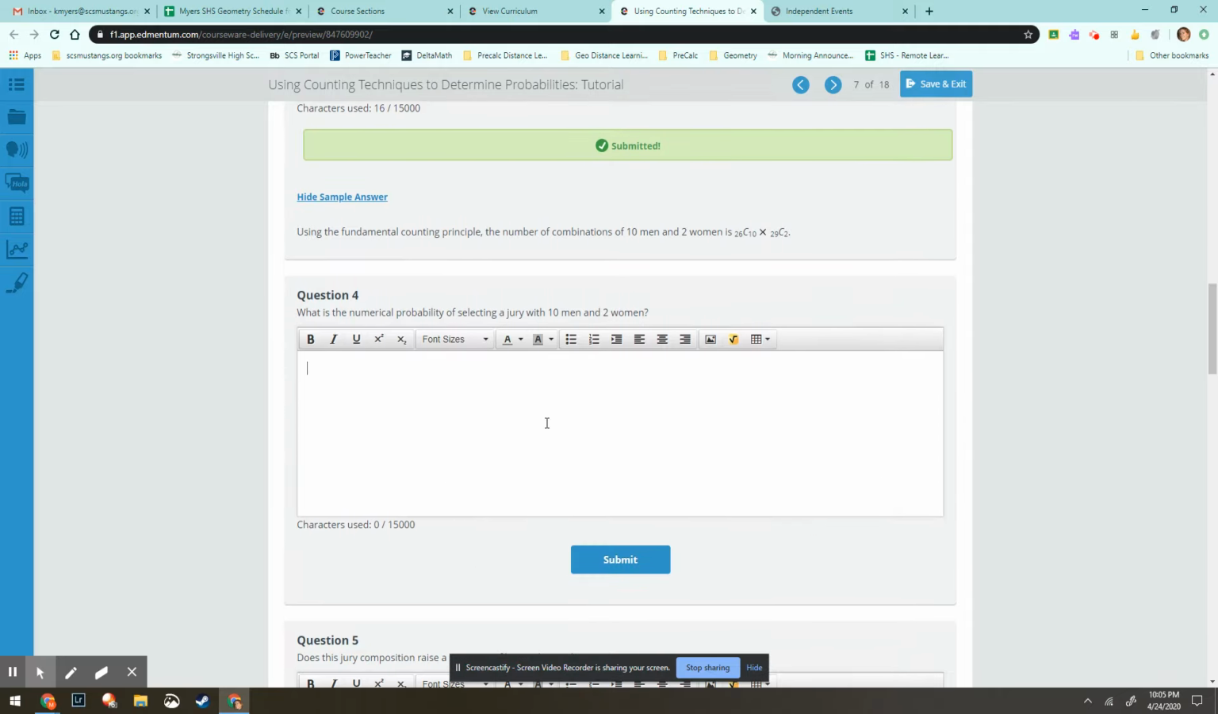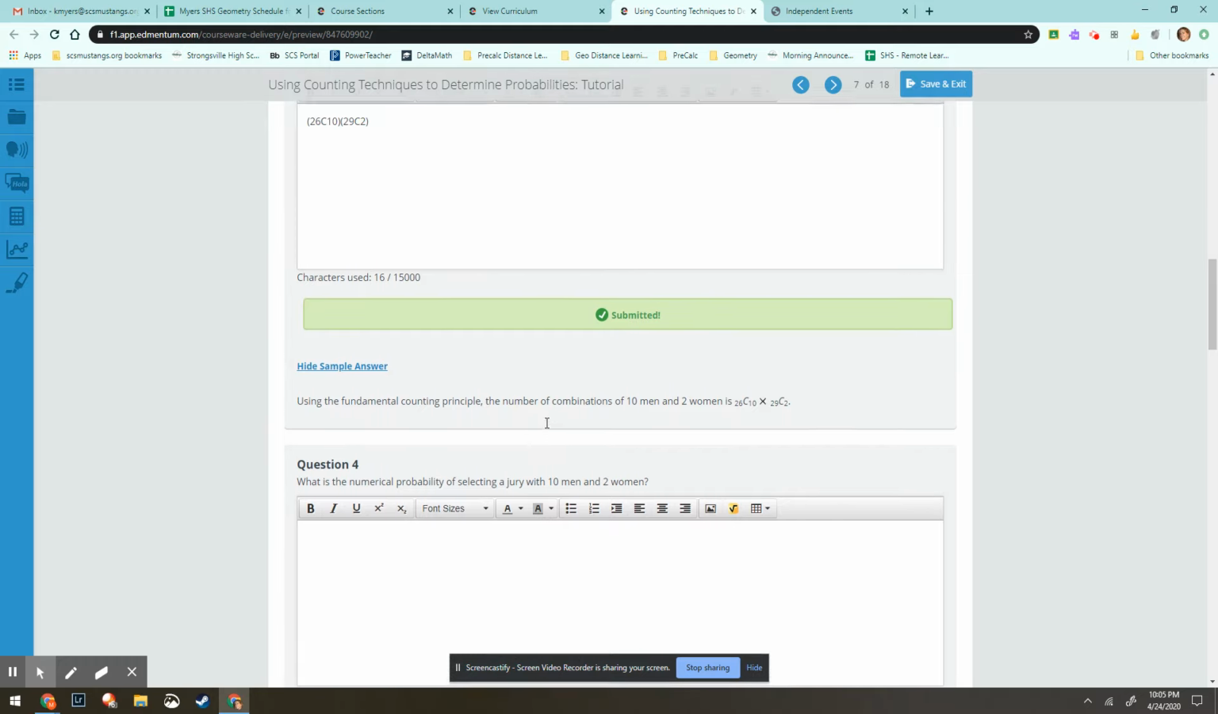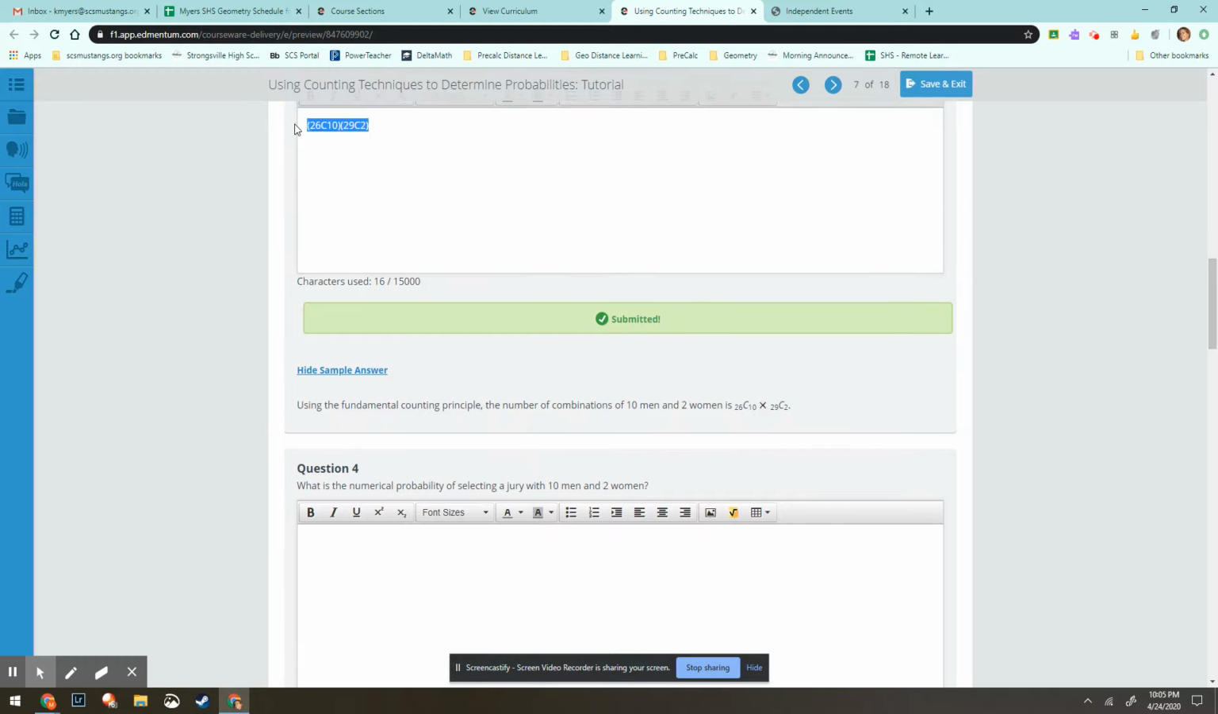What is the numerical probability of selecting a jury with 10 men and 2 women? Remember, to find probability, you need to divide the number of ways it could happen, so the number of favorable events, by the total number of combinations. Now, the total number of favorable events is this right here.